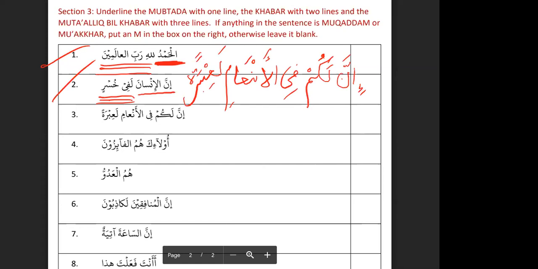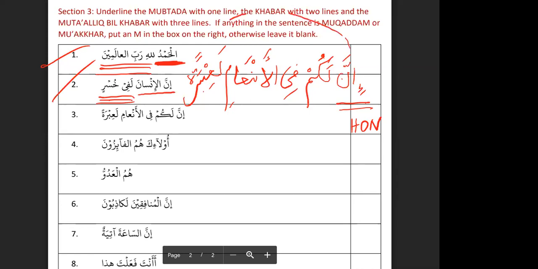Okay. Inna is your harf of nasab. Exactly. Do you see its ism anywhere? No. It is a distance one. Yes.